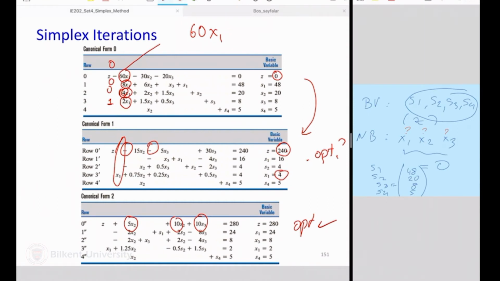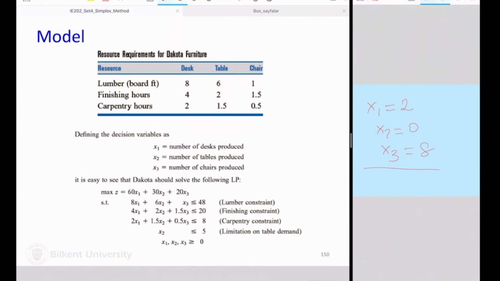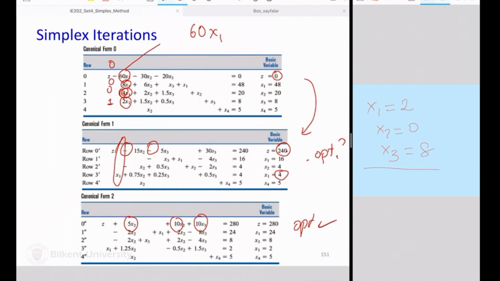So when I look at my optimal solution, what do I see? I see that x1 is equal to 2, x2 equals 0, x3 equals 8, and I have my slack variables, but these are my original variables. So x2 was standing for the number of tables, and I produce no tables. So in my optimal solution, it turned out that there are no tables in the production. And that's a unique solution, by the way, at this point.